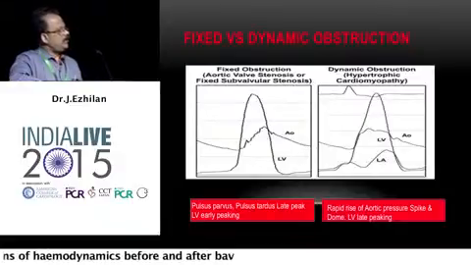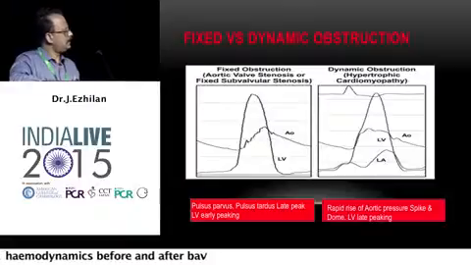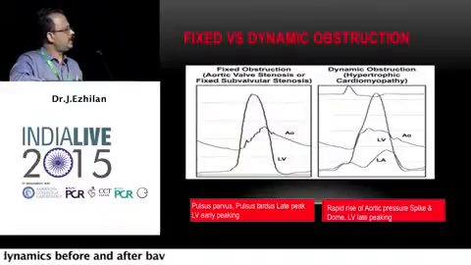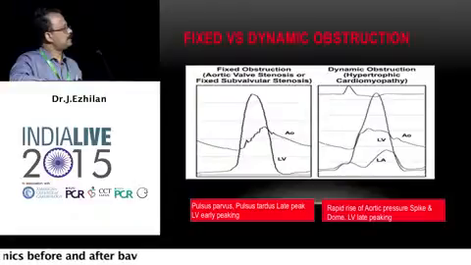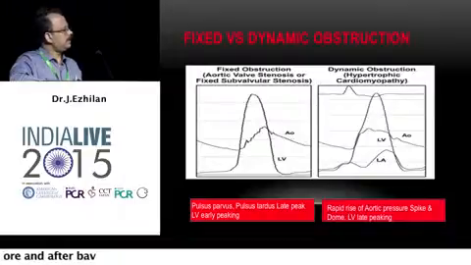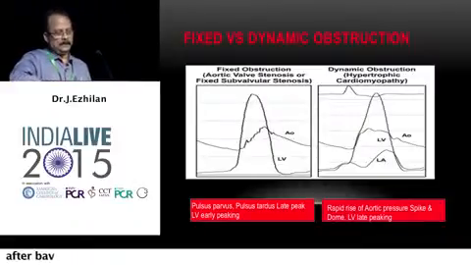Then you can also detect whether the obstruction is fixed or dynamic based on the pressure tracing. If you see here in the fixed obstruction, you will have low amplitude, slow rising, late peaking aortic pressure, and you can see the LV also peaks earlier. But in a dynamic obstruction, you can see early peaking, the spike and dome pattern, and the late peaking of the LV. All this tells you that this is fixed obstruction and the other is dynamic obstruction.